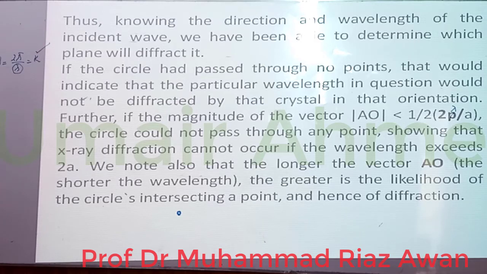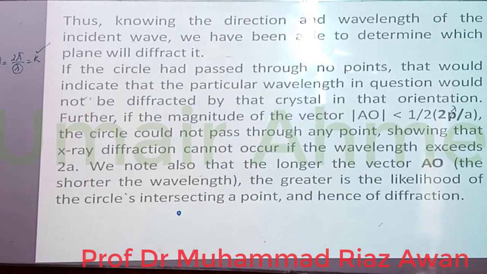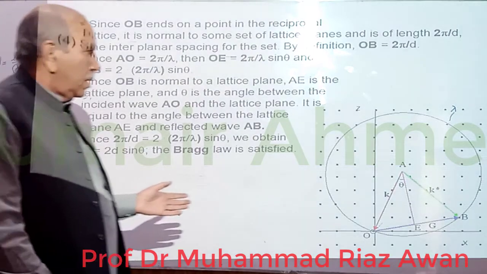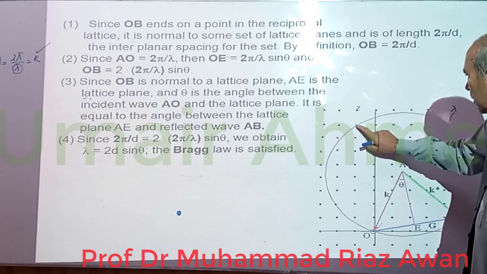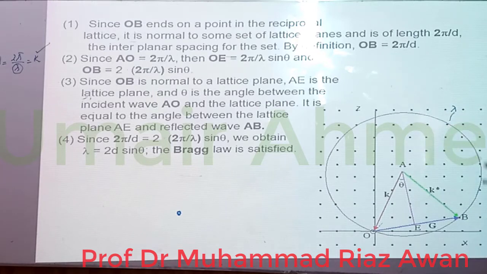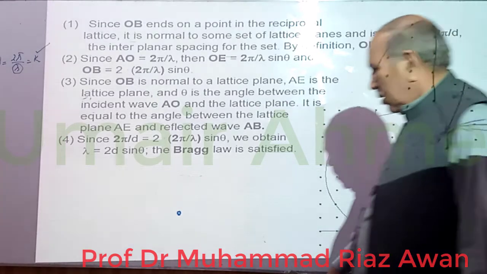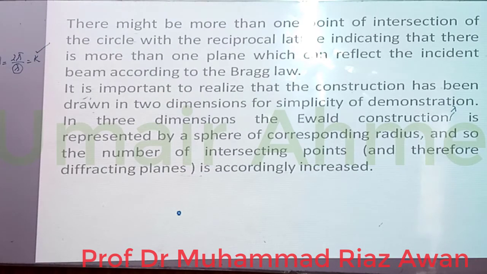Here I have taken this as a circle. There might be more than one point of intersection of the circle with the reciprocal lattice, indicating that there is more than one plane which can reflect the incident beam according to the Bragg law. You can see from this, there is more than one point. Each of these points occurs at the surface. So all the planes which are represented by these points in the real lattice will be the diffracting planes in this orientation. So we see that more than one diffraction point can occur.